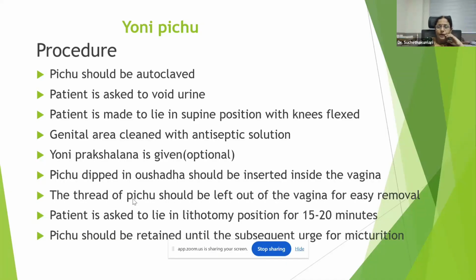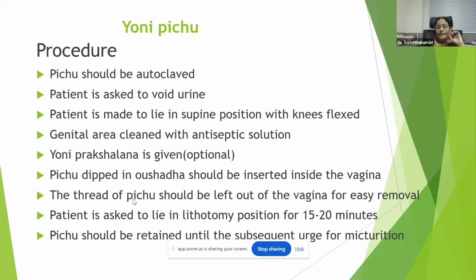Instead of keeping it outside, you just keep it in the inlet of the vagina, so that when the patient puts her finger into the vagina, it can be felt easily and removed. Otherwise, if a long portion is left outside, once again there are chances of contamination either from the anal route or from the urinary tract.